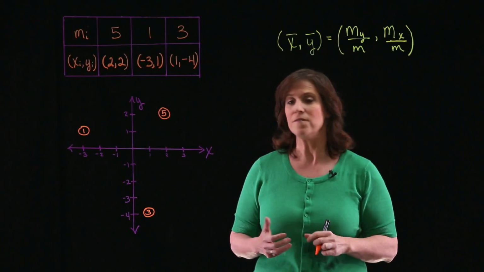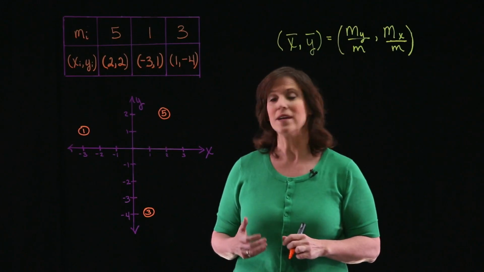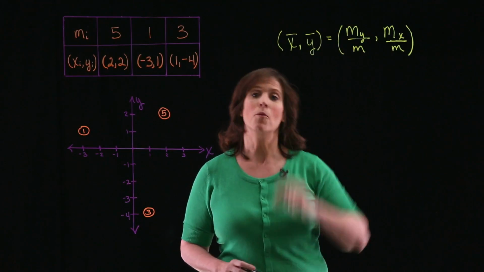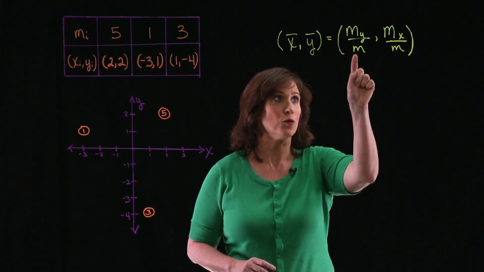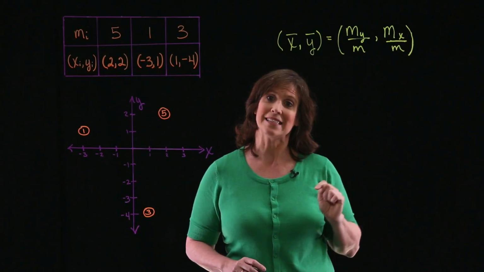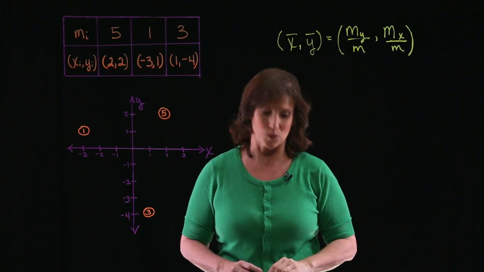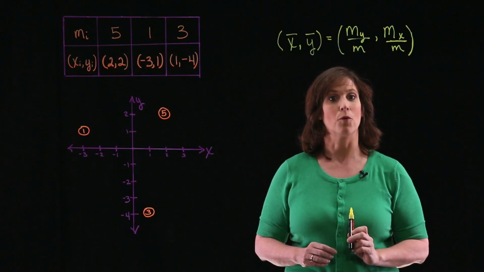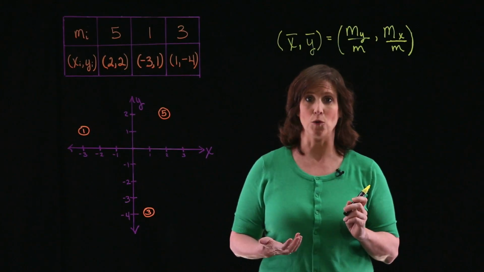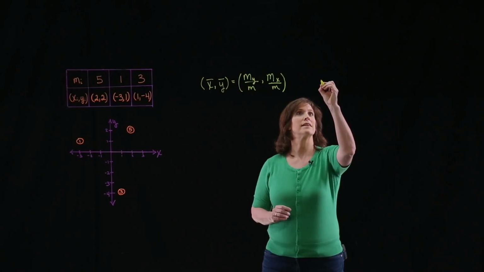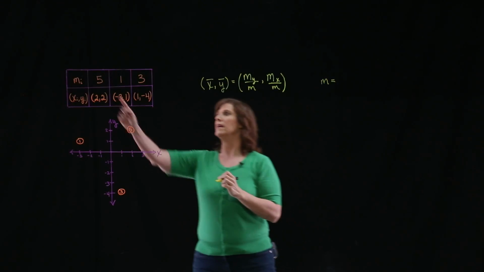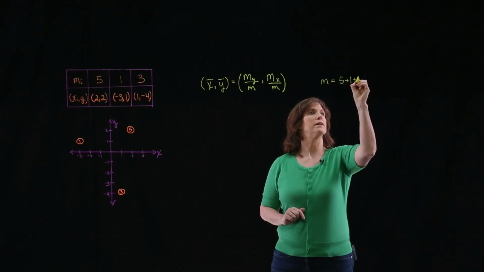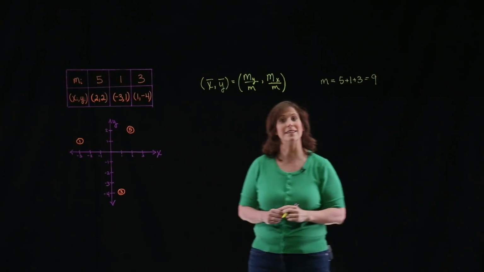In order to find the center of mass, I'm actually going to have an ordered pair. I calculate that ordered pair by finding the moment about the y-axis and dividing it by the total mass, and then the moment about the x-axis and dividing it by the total mass as well. So I need to do some calculations before I can plug these values into my ordered pair. The first thing I'm going to do is get the total mass. My total mass is simply going to be 5 plus 1 plus 3, which gives me a total of 9.